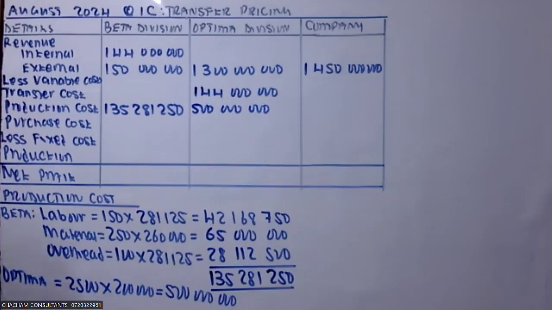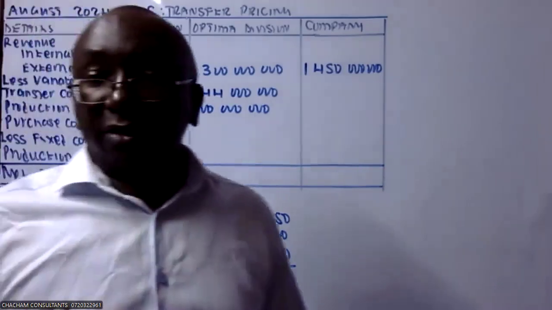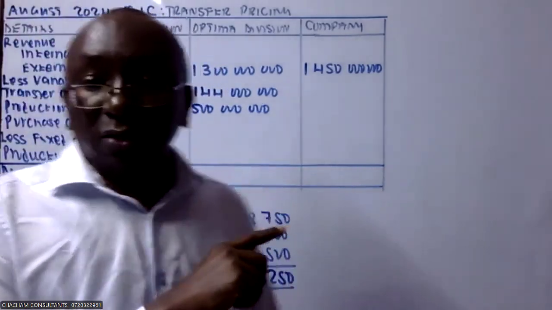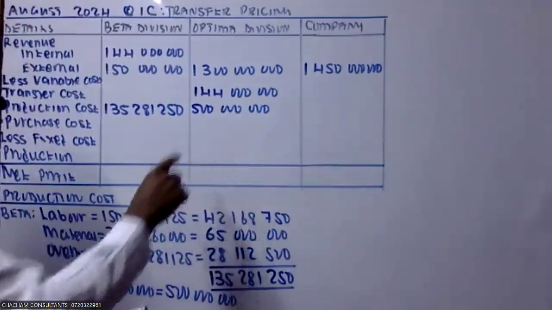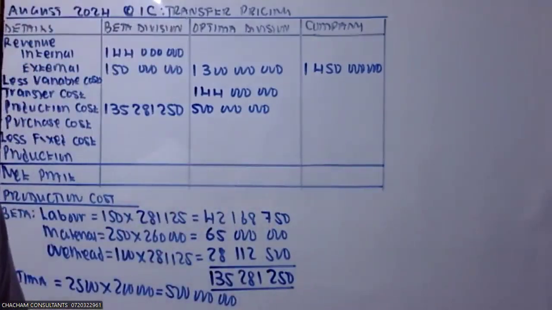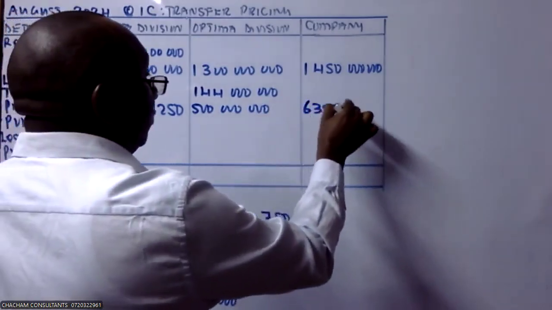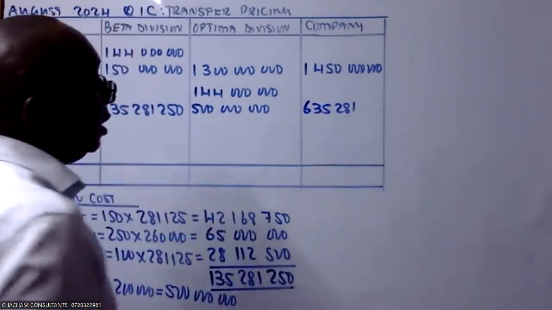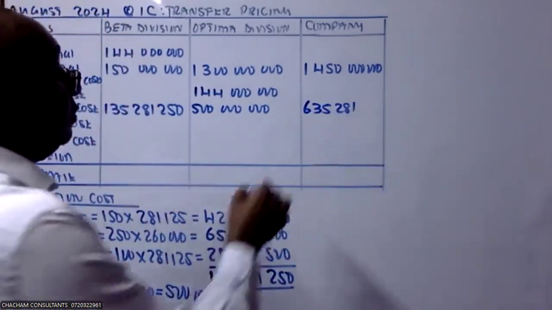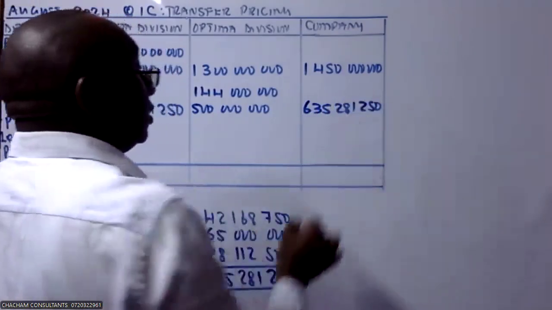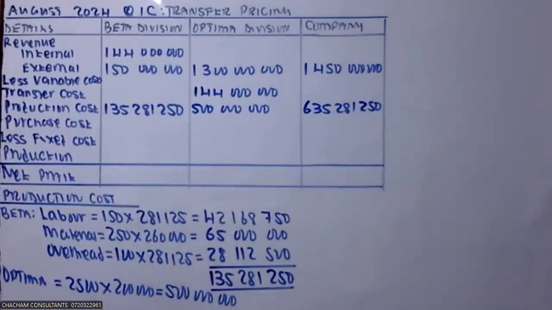Then, because these are external costs, they should go to the company. So you combine this plus this. So plus 135,281,250. When you combine, you get 635,281,250. That way.